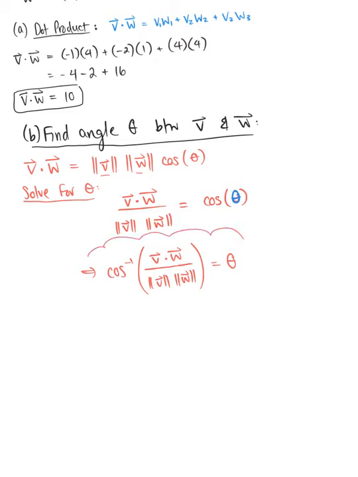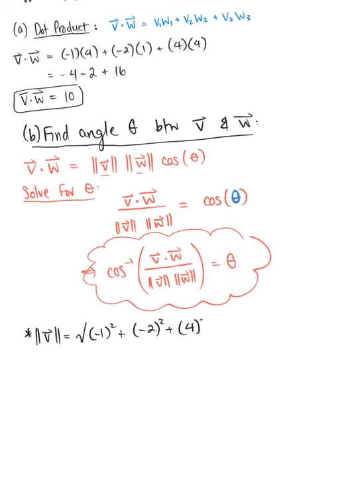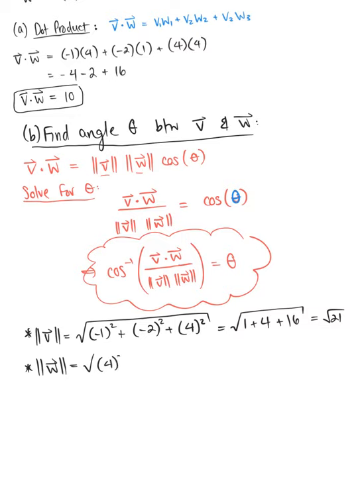So now we have the equation for theta, and we just need to calculate the magnitude of vector v and the magnitude of vector w. So we have the magnitude of vector v is equal to the square root of negative 1 squared plus negative 2 squared plus 4 squared, all under the square root. So that is the square root of 1 plus 4 plus 16, which gives us the square root of 21. And then we have the magnitude of vector w, which is the square root of 4 squared plus 1 squared plus 4 squared, all under that square root. So this is the square root of 16 plus 1 plus 16. So you have 16 plus 1 is 17 plus 16 is 33.